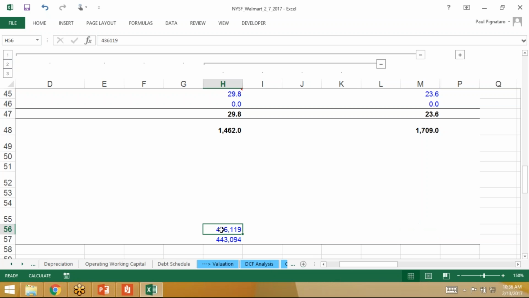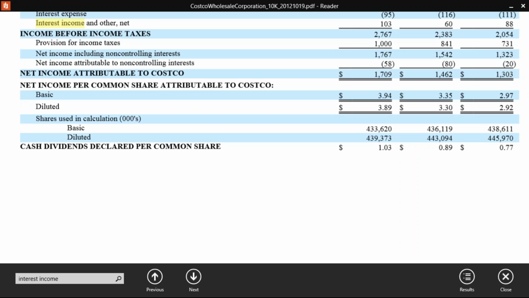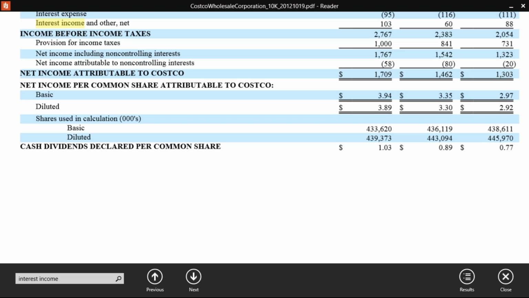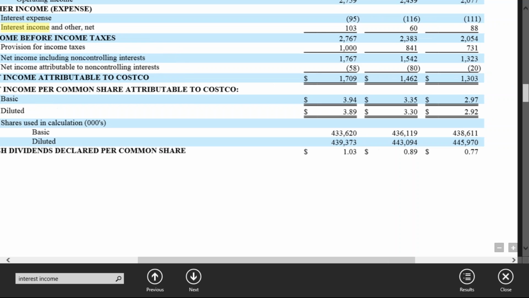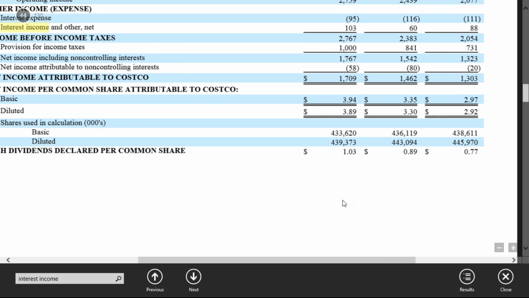So I did 433.119. I'm going to do 436.119 and 433.094. Okay, everything in millions. And for 2012, 433.620 and 439.373. Here, I'll just pull it here so you can see them. Yep. But I would just use the decimals.